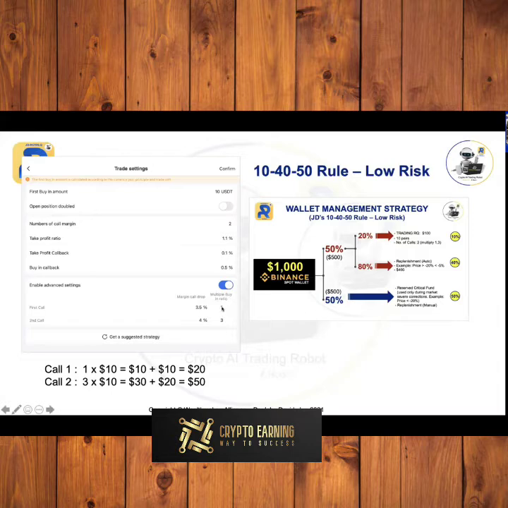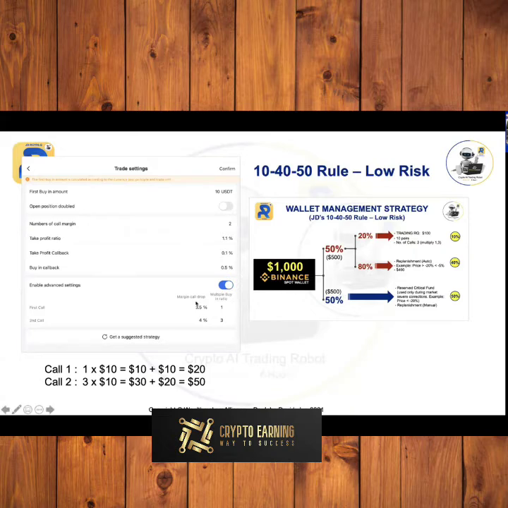Can you see that? This is 1 and 3. So this is a multiple. So you can see here, number of calls is 2. Multiple is 1 and 3. So number of calls is how many? Only 2. Don't follow the default setting. The default setting will be 5 or 7 calls. That will eat up all your fund in Binance. So don't do that. You can stop the robot.